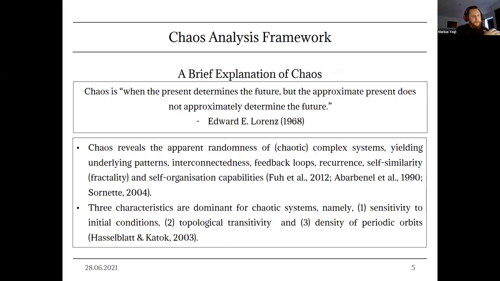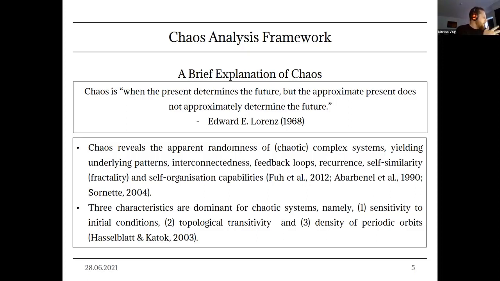So for those of you who never heard anything about chaos before, and since we're on a clock, I made it very, very brief with a citation of Edward Lorenz, who said, "When the present determines the future, but the approximate present does not approximately determine the future, you have chaotic dynamics." So the problem with chaos is that a chaotic system seems random, but isn't. It seems apparently random, yet is a complex system with very different underlying patterns, feedback loops, recurrence, fractal patterns, and so on. So you see an apparently random system, which follows a random walk or another stochastic process, but the underlying true dynamics follow chaotic behavior and are vastly more complex than randomness could ever be.